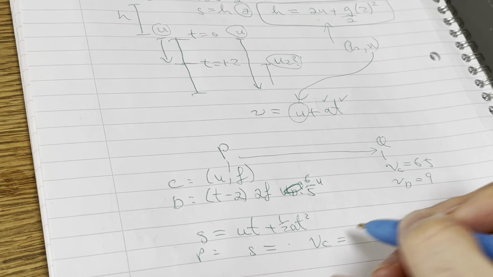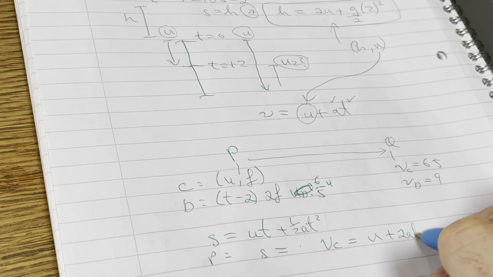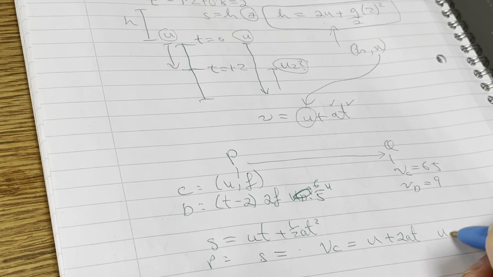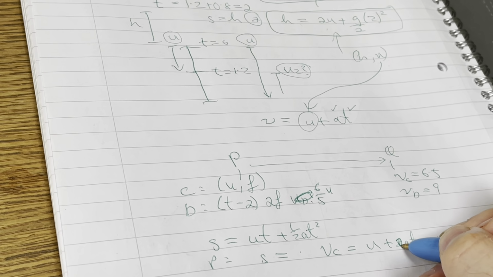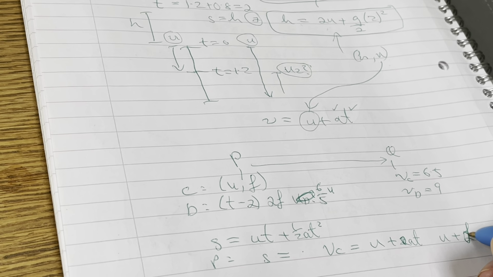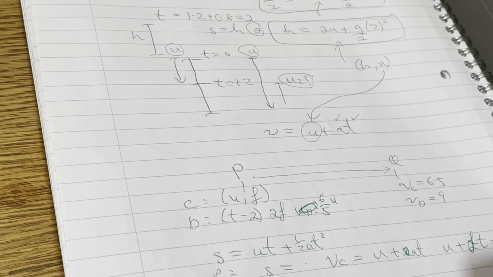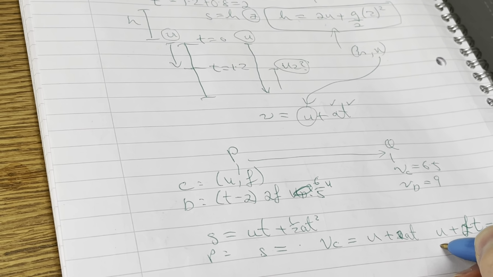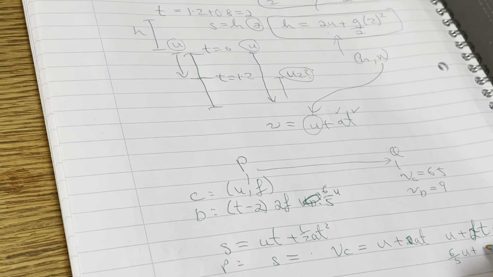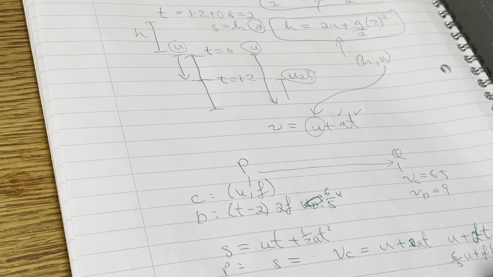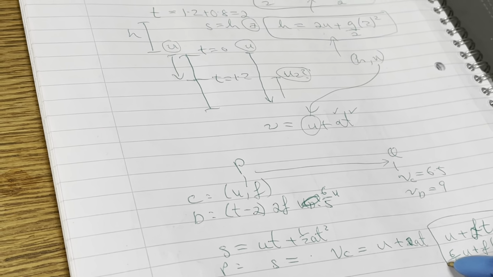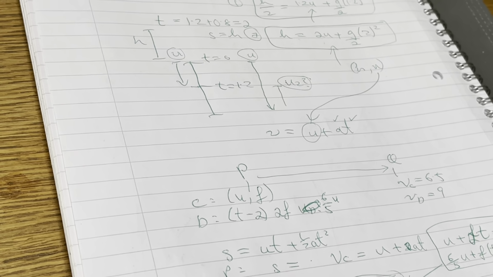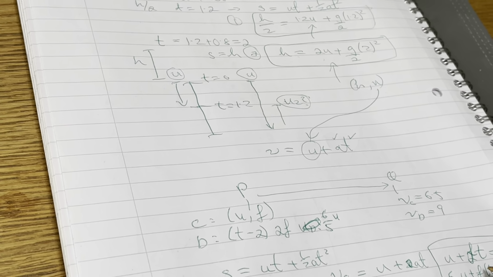So v_c is equal to u plus at. So that gives me u plus ft is equal to 6.5. Next one is 6 over 5u plus f times t minus 2 is equal to 9. Two equations, two unknowns. We'll be able to find t out of that, so the time for them to meet. Great, we have that. Should also give you f as well.